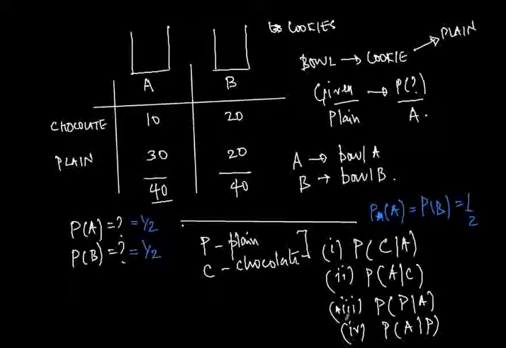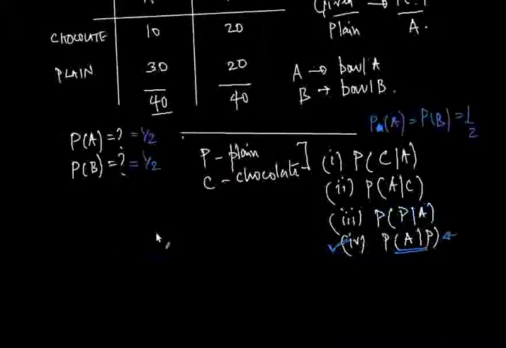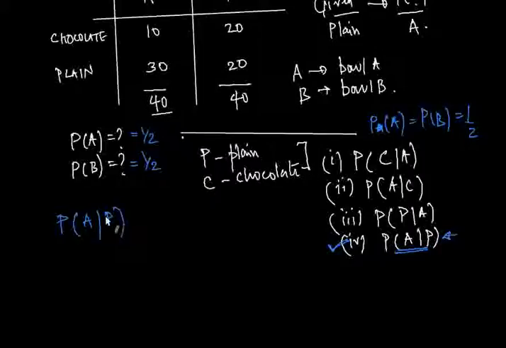Well, the probability we're being asked is that, given that it's a plain cookie, what's the probability that it came from bowl A? So this is what we are being asked. So it's number 4, right? So this is the probability. What we need to find, let me just scroll down a bit, is the probability that it came from A given that it's a plain cookie, right? And what does this equal?